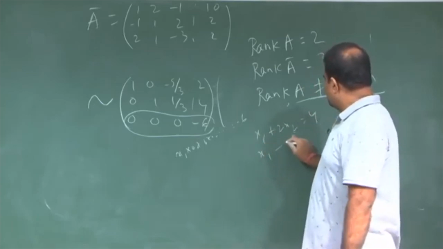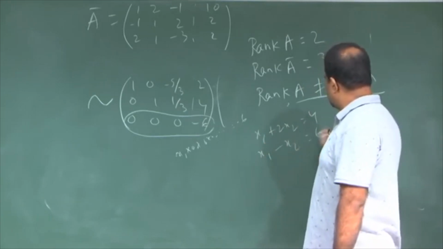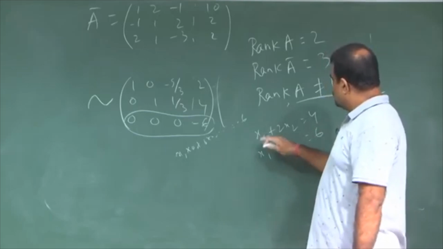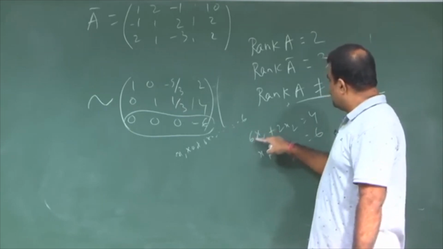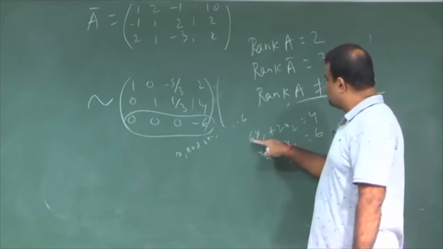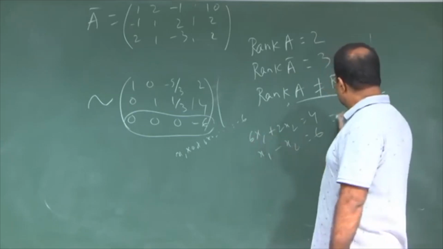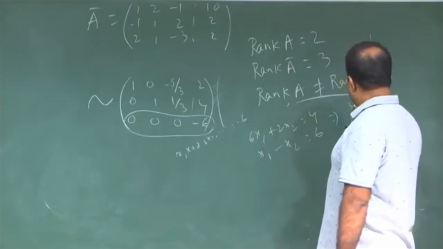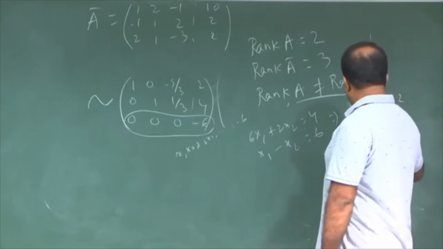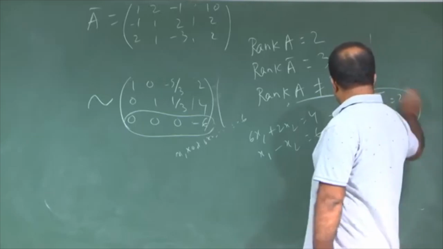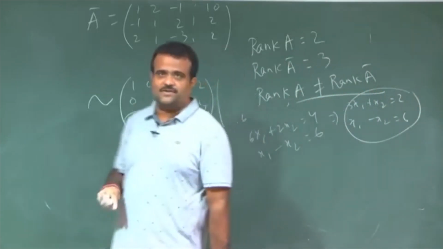x1 minus x2 is equal to, say, 6. Now, row operation means we are just multiplying this and subtracting this with 2. So this will be reduced to 3x1 plus x2 is equal to 2x1 minus x2. So this is a row operation on the augmented matrix.